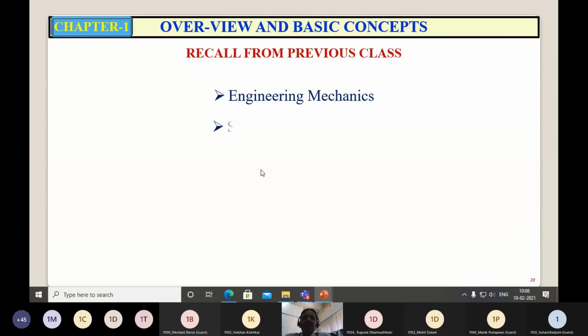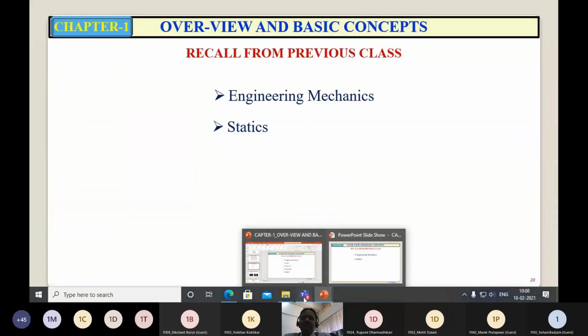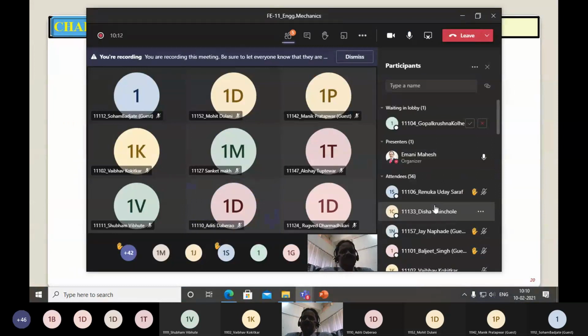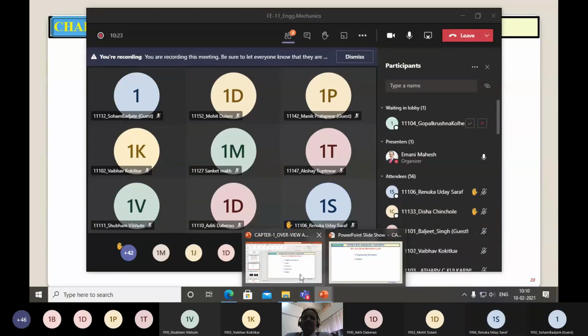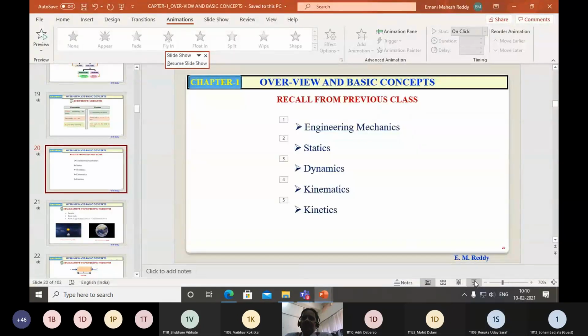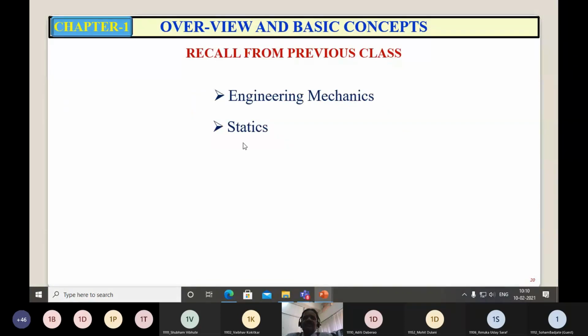Right. Then what is statics? So engineering mechanics is broadly divided into two parts, statics and dynamics. So what is statics? Renuka, roll number 6. Sir, it is the study of mechanics which deals with bodies at rest. Very good. So statics is the branch of engineering mechanics which deals with the study of behavior of rigid bodies when they are at rest. Okay.